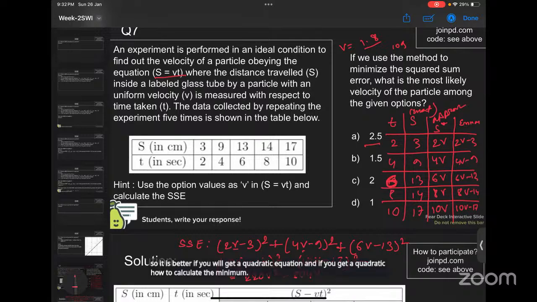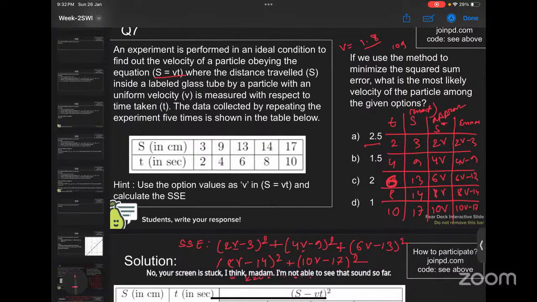Ma'am, right? Class 774. Fine. 804V plus 774. This is written correctly, right? No, your screen is stuck, I think, ma'am. I am not able to see that 774. Once it's cracking, ma'am, up to minus 804V only it is showing us.